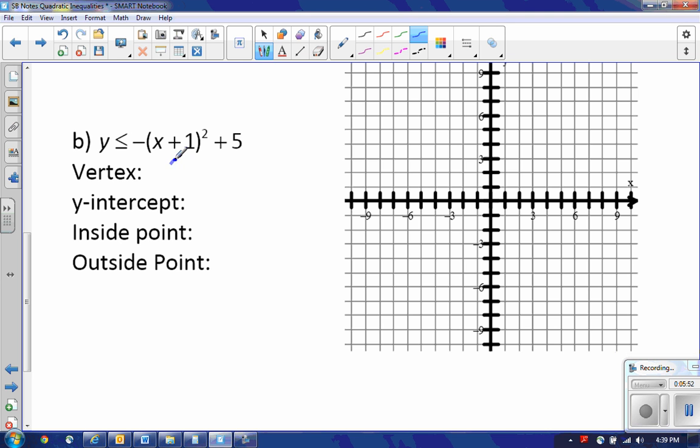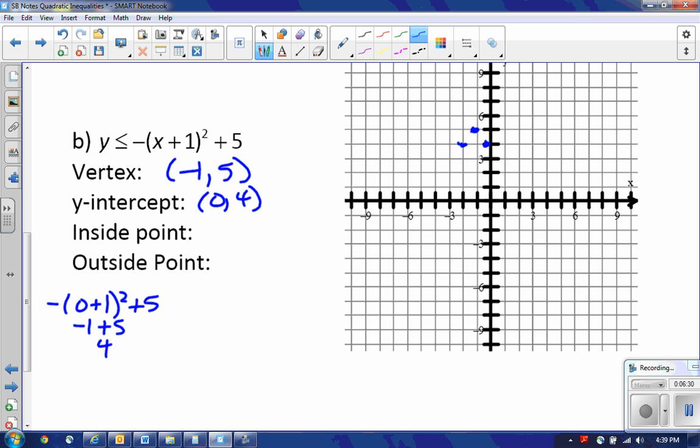I'm going to start by naming my vertex, which would be the point -1, 5. That's going to fall right here on my graph. My y-intercept is where x is 0, so I'm going to do the arithmetic to calculate that. 1 squared is 1, so I have -1 plus 5, which is 4. So my y-intercept is the point 0, 4. That's right here. Reflecting across my axis of symmetry is going to give me the point -2, 4.